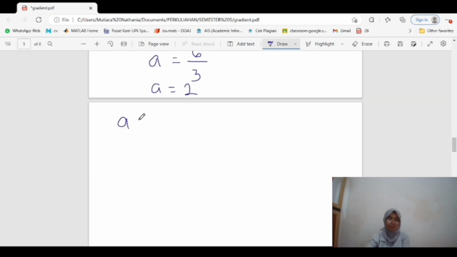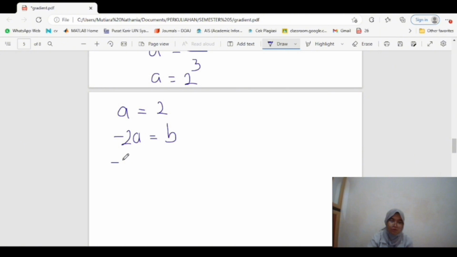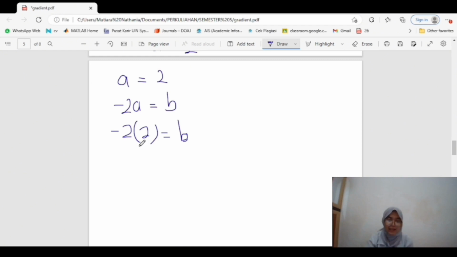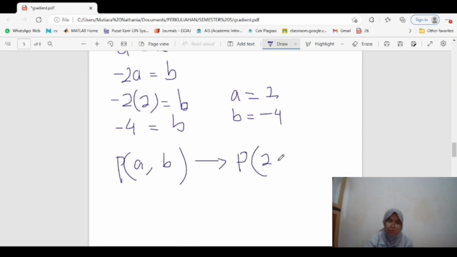Next, we find the value of b. We substitute our value into the first equation, negative 2a equals b. So negative 2 times 2 becomes negative 4, equals b. So a equals 2 and b equals negative 4. Conclusion: point P(a,b), with a equal to 2 and b equal to negative 4, is P(2, -4). The correct answer is option D.